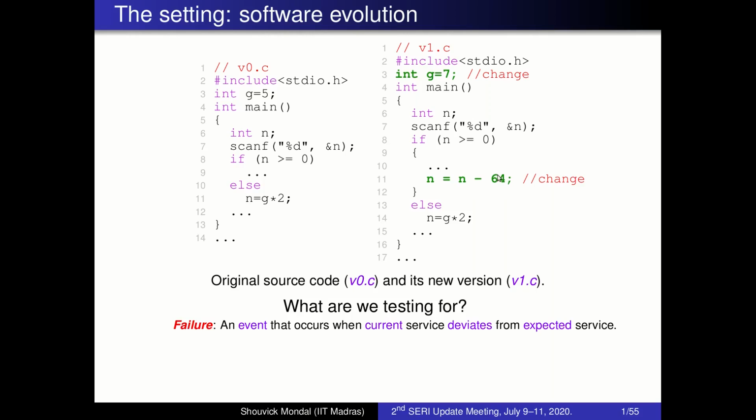So we require test cases, functional regression testing of these programs. We'll deal with failures, that is when there is a discrepancy between the expected output and the output that has occurred. Namely, failure is the event that occurs when the current service corresponding to the output functionality associated with the changed code deviates from the expected. Expected is according to the older version, or depends on some test oracles.